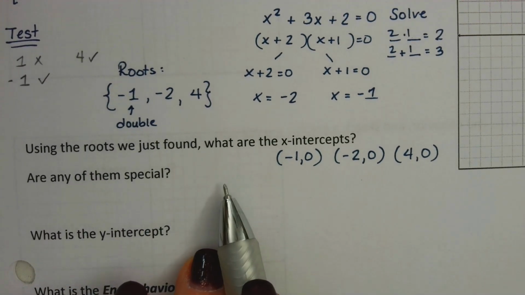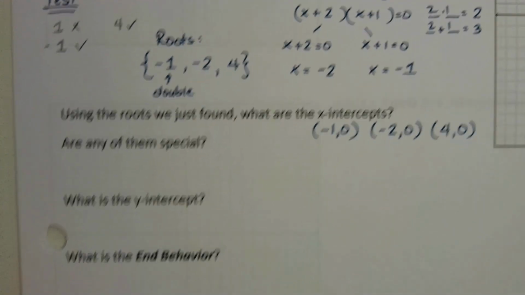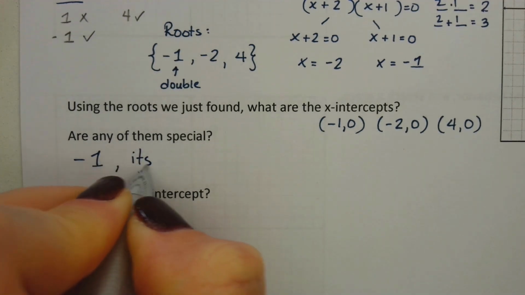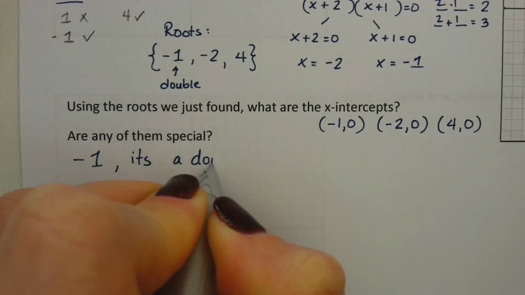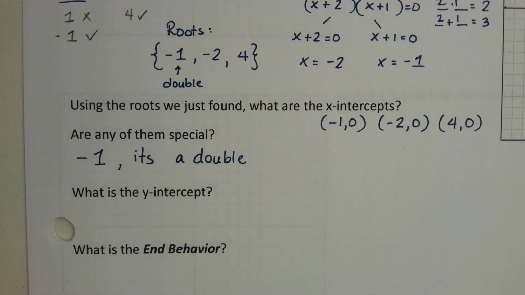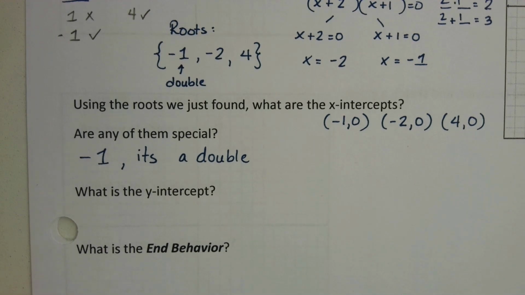4 was not special. -1. Why is -1 special? Because it's a double. -1 is a double root. It's good to notice which ones are special, which ones are double roots, because they cause the graph to look slightly different in that spot.